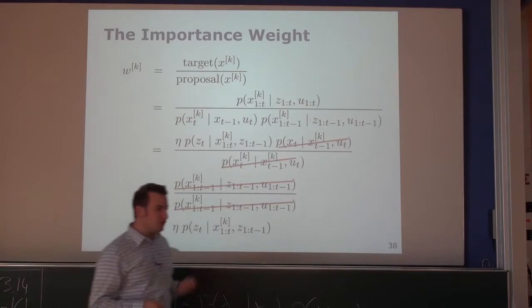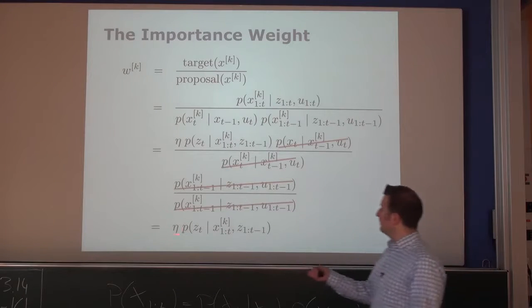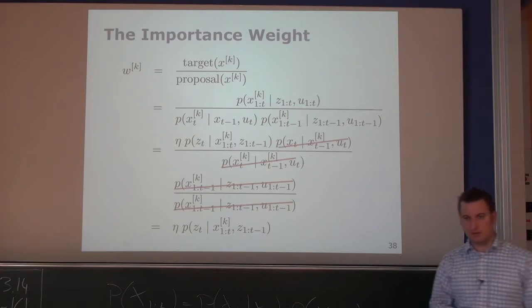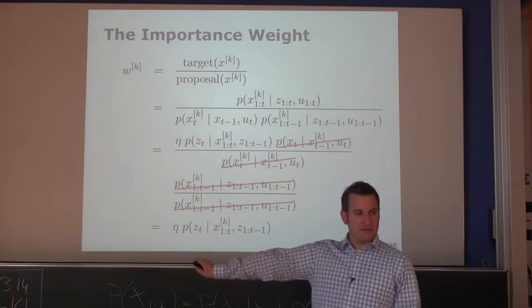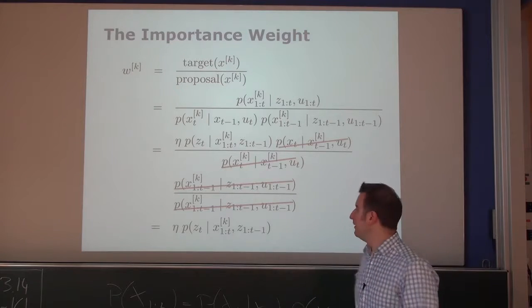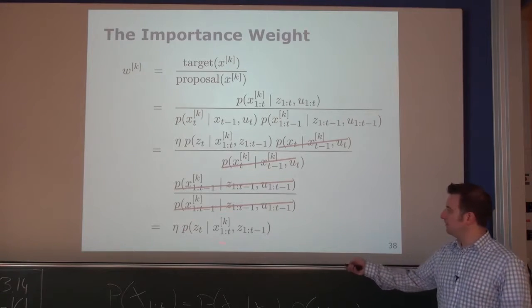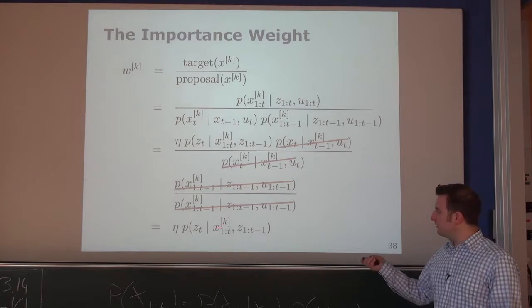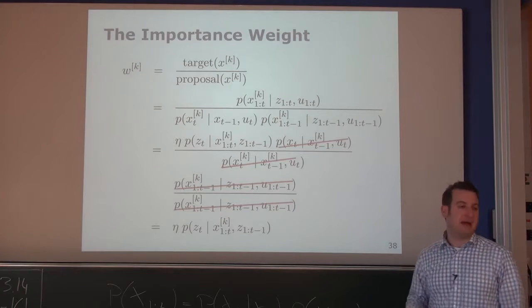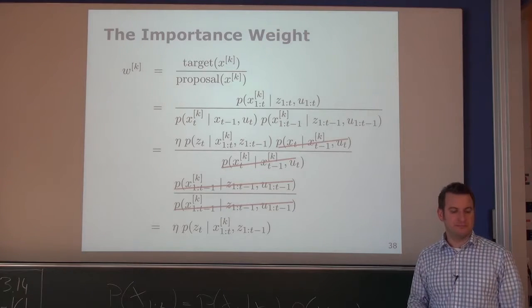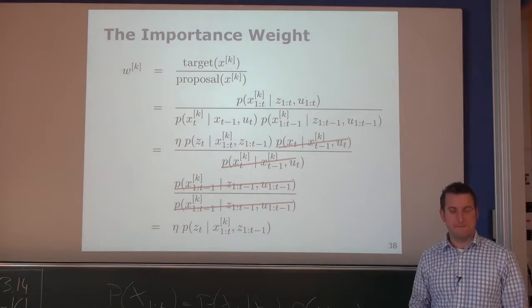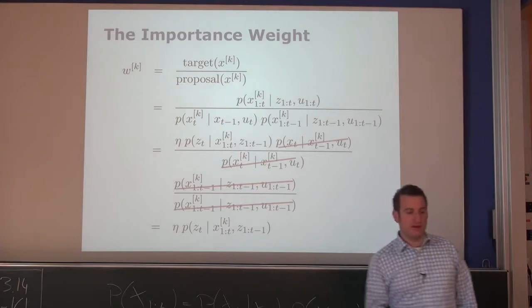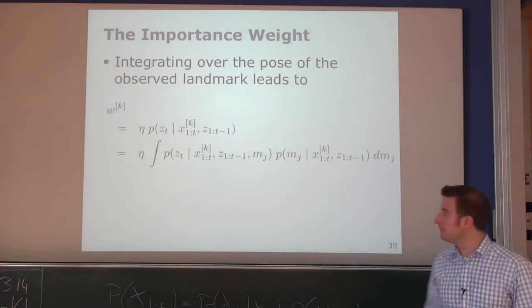And so the only thing which remains is my normalization constant, which needs to make sure that the weights of all samples sum up to 1. And this term over here. So the likelihood of the current observation given all the poses and the past observations. Okay? Okay, let's take this term and take it a step further.